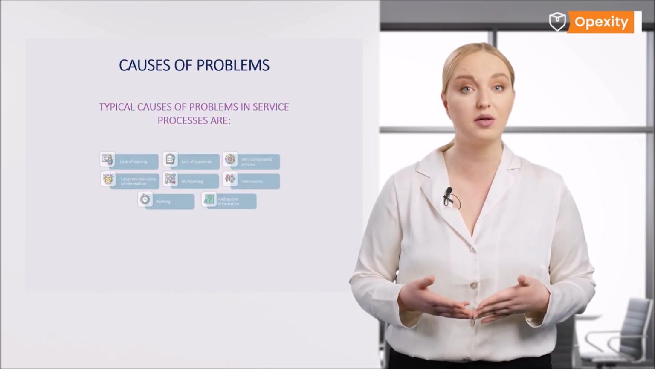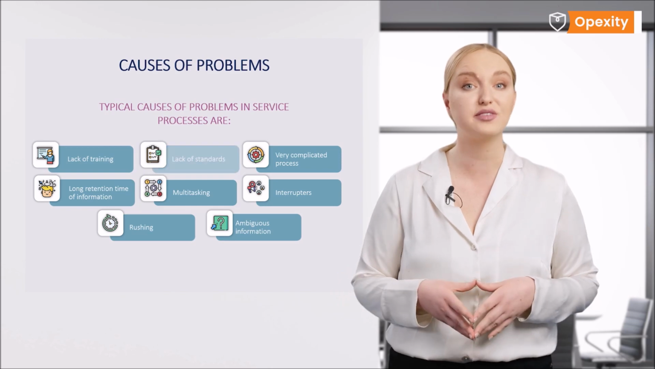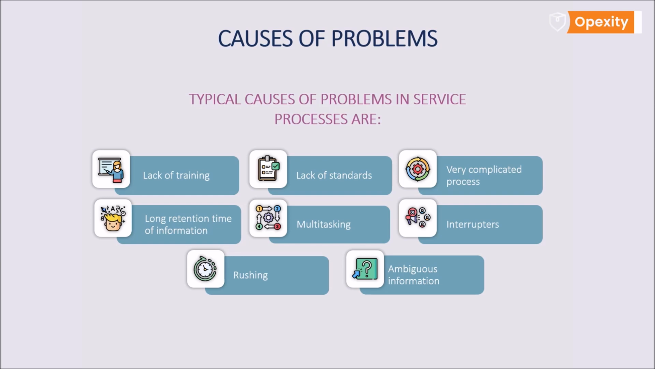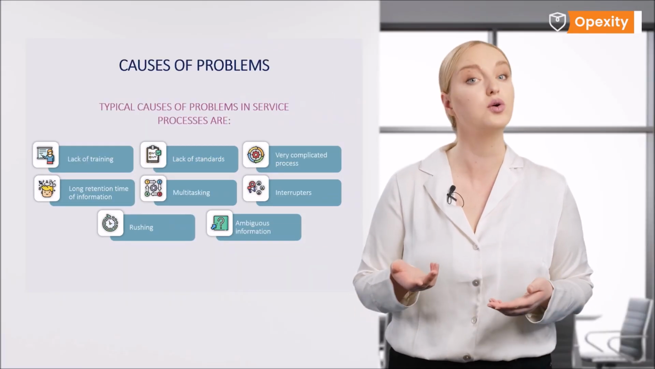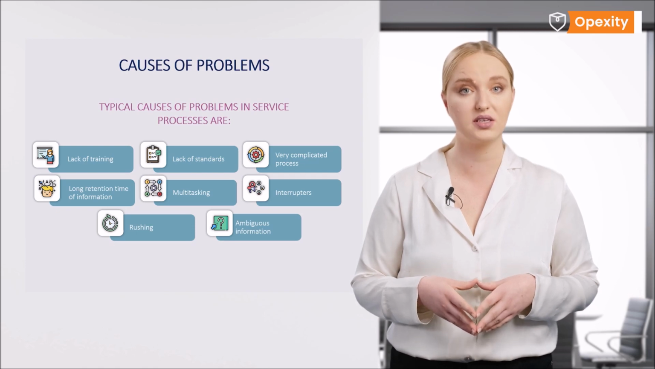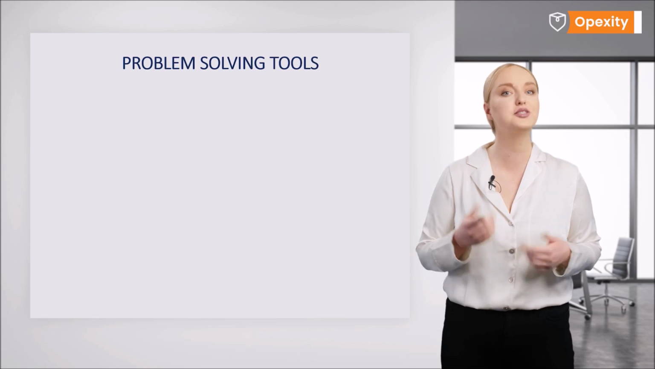Typical causes of the problem in service processes are lack of training, lack of standards, very complicated process, long retention time of information, multitasking, interrupters, rushing, ambiguous information, for example, illegible instructions, poor quality materials, or poor quality photos. If you feel that any of those apply to your work environment, I encourage you to investigate and eliminate the root cause.